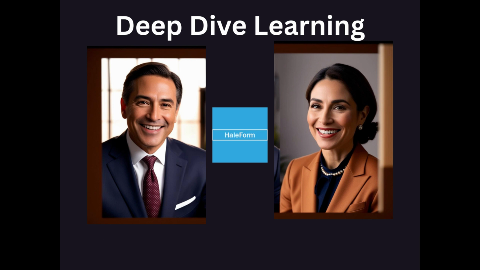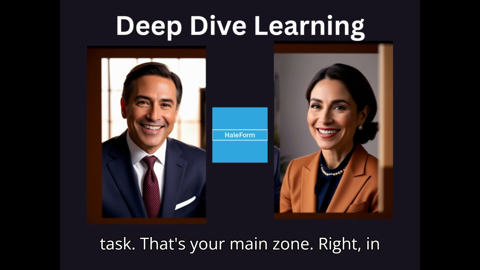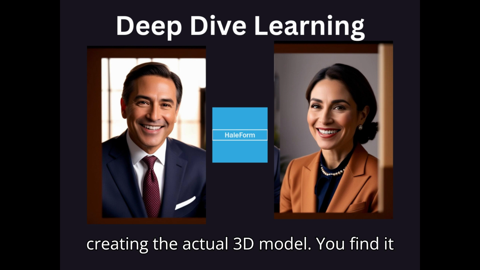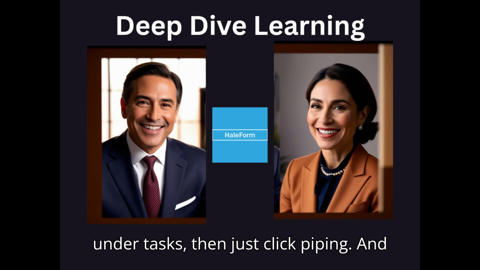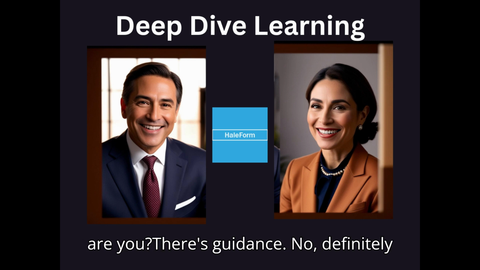Okay, starting point. According to the documentation, it's the piping task. That's your main zone in the software itself. It's designed for that point-by-point modeling, creating the actual 3D model. You find it under tasks, then just click piping. And you're not just dropping pipes anywhere, are you? There's guidance. No, definitely not random.